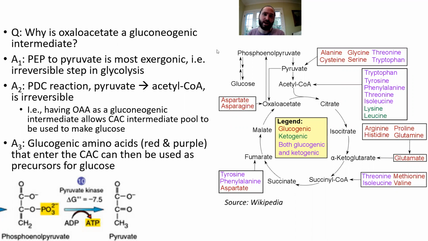Those are some reasons why it either makes sense or it's extremely resourceful from the cellular standpoint to have oxaloacetate as a gluconeogenic intermediate. Any questions here? Anything I can clarify?